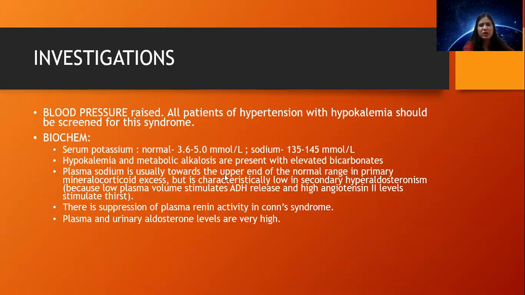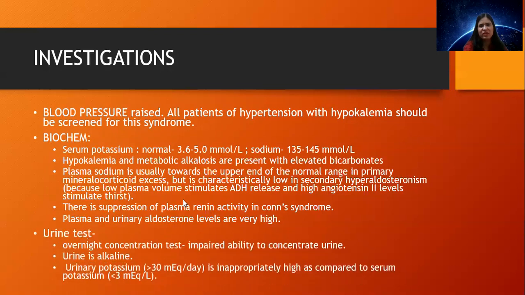Plasma sodium is usually towards the upper end of the normal range, that is more than 145, in primary mineralocorticoid excess, that is in Conn syndrome, but is characteristically low in secondary hyperaldosteronism, because low plasma volume will stimulate ADH release and high angiotensin 2 levels will stimulate thirst. So it will dilute the sodium. And also there is suppression of plasma renin activity in Conn syndrome, that is in primary. There is suppression of plasma renin activity but high renin in secondary.